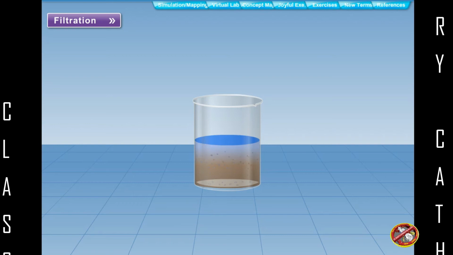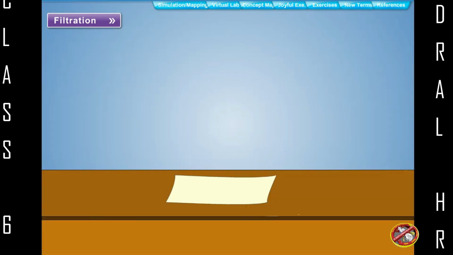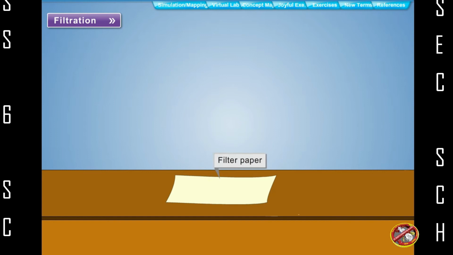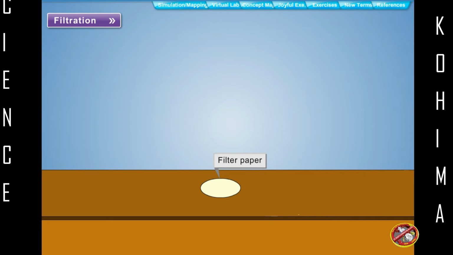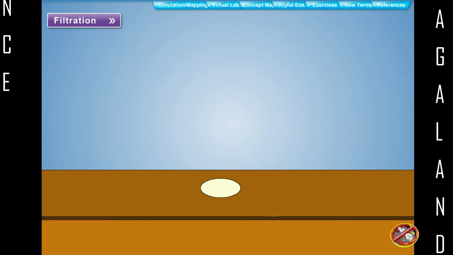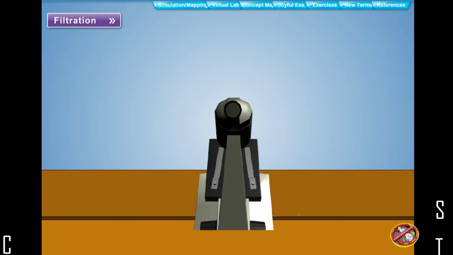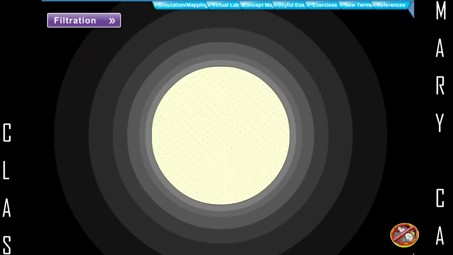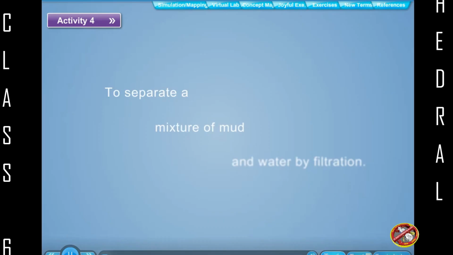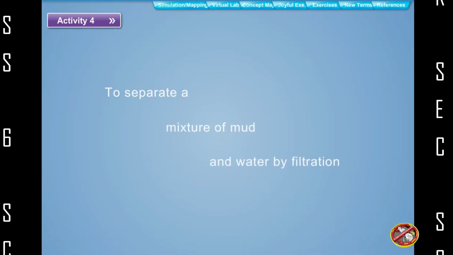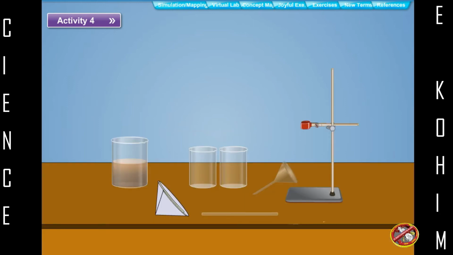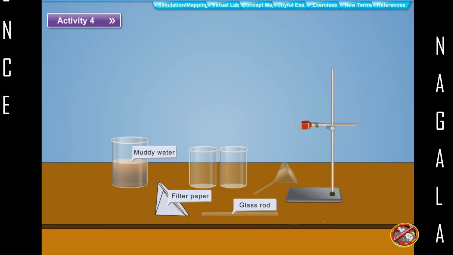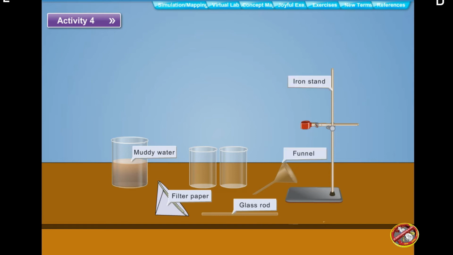A filter paper is a piece of special paper that has millions of tiny holes in it. The holes of a filter paper are so small that they cannot be seen with the naked eyes but can be seen only through a microscope. Activity 4. To separate a mixture of mud and water by filtration. Things needed: muddy water, filter paper, glass rod, iron stand, funnel, 2 beakers.